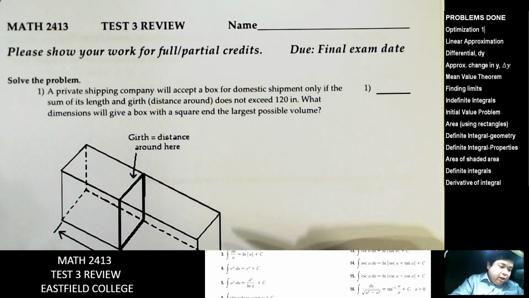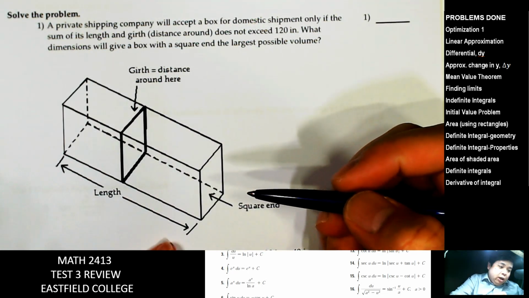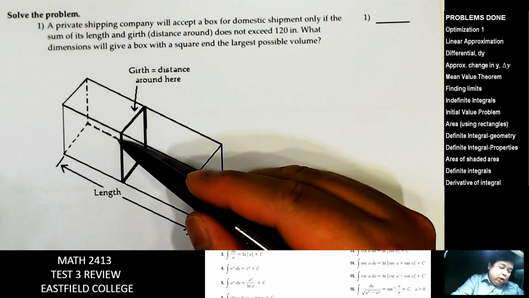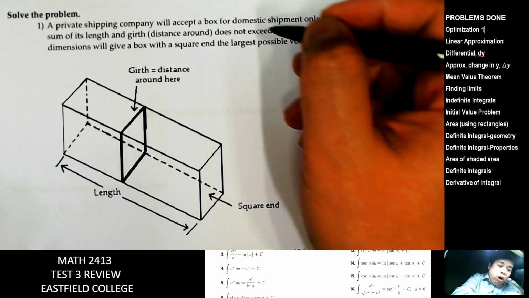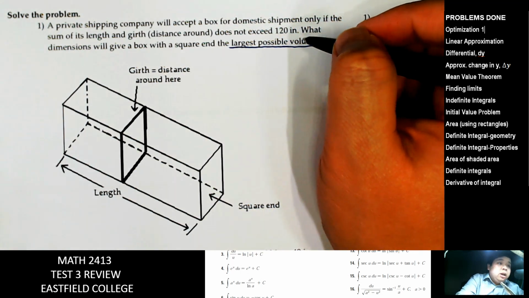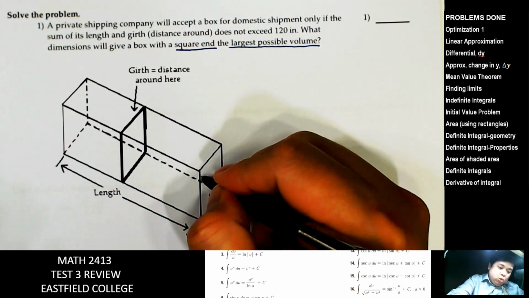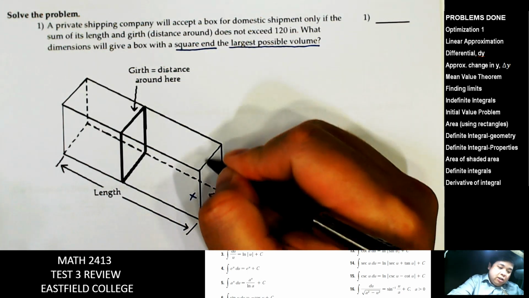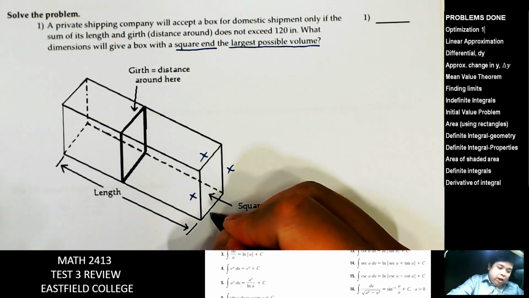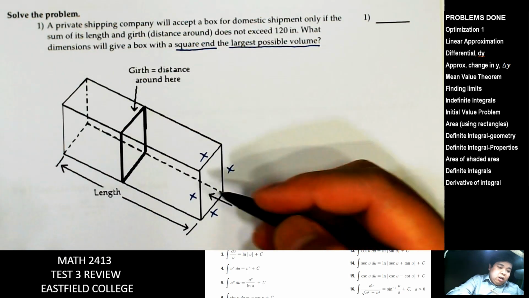What we have here is the length and the girth around. The total is not more than 120. Here we want the one with the largest possible volume, and this also has a square end. So this is the square end. If we have this x, this also x, and this also x, so x all around, and let the length be y.